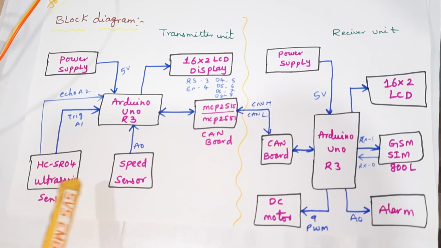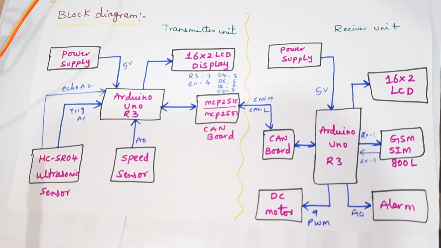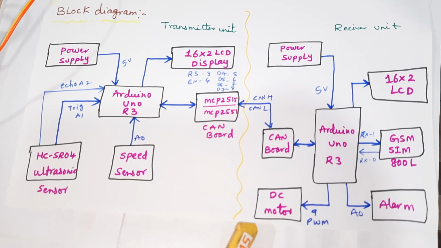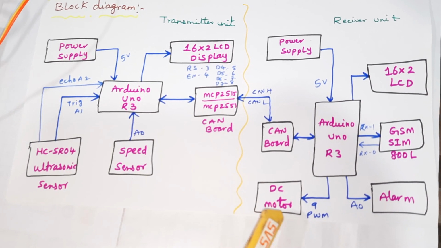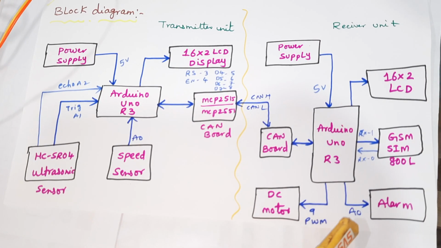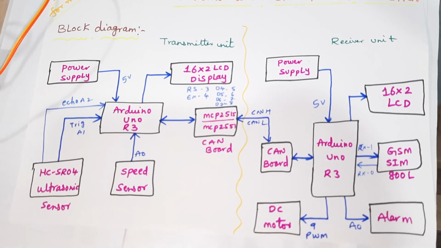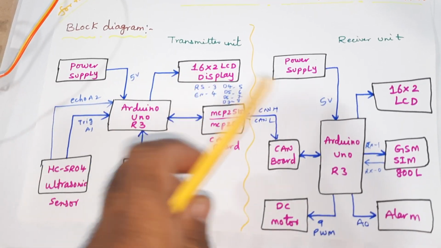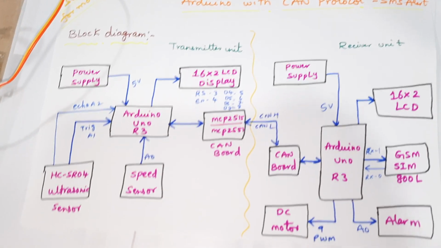If the ultrasonic sensor measures a short distance, the motor speed is automatically controlled, and if it crosses the speed limit, it gives the alarm. There is also a 16x2 LCD display, but a single display is enough for this project.